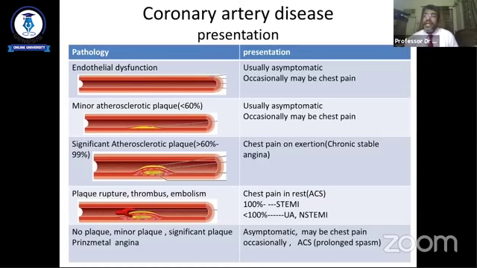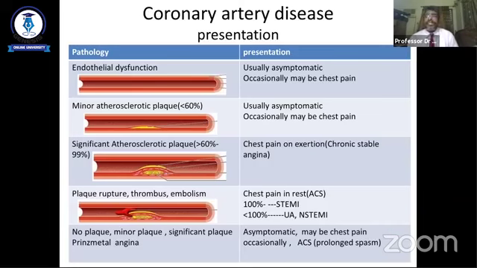Now today, I will discuss acute coronary syndrome. This syndrome is acute in onset, and it occurs because of pathology within the coronary artery. So at first, we should know what the pathology is during acute coronary syndrome.